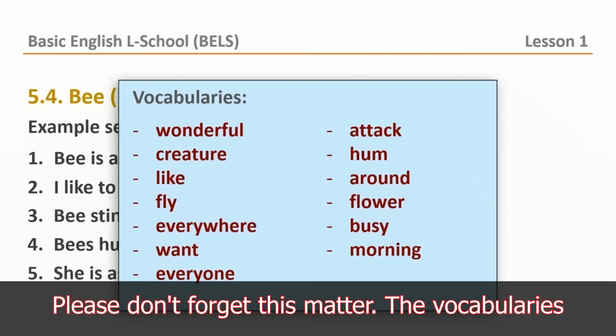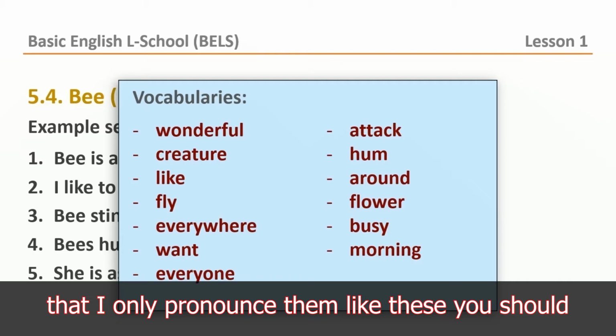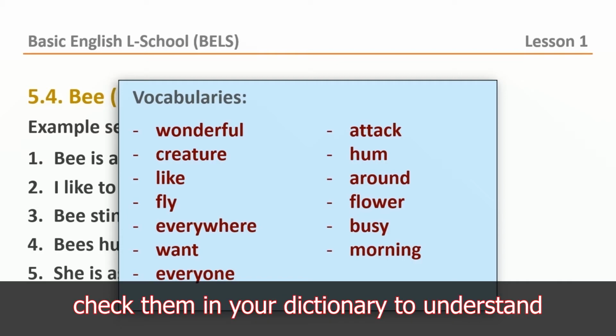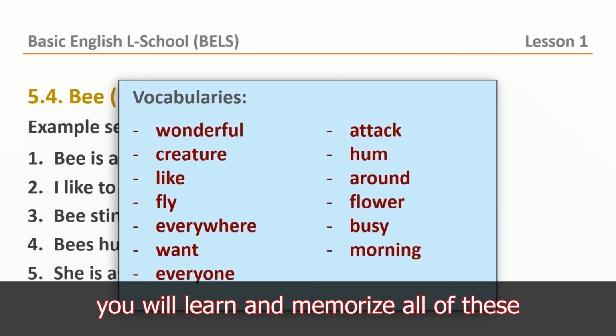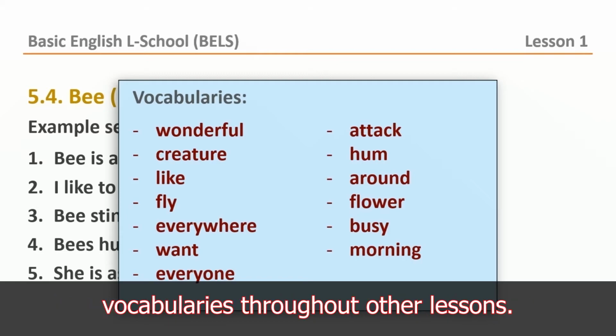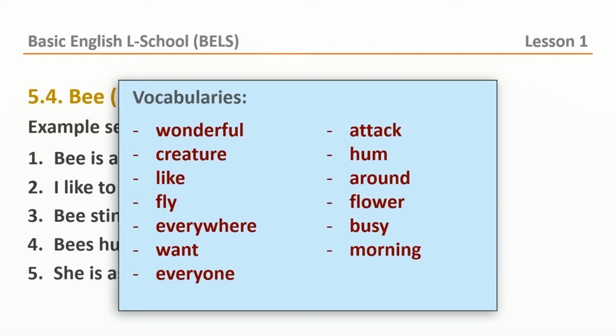Please don't forget this matter. The vocabularies that I only pronounce like this, you should check them in your dictionary to understand their meanings for this lesson. But I promise you, you will learn and memorize all of these vocabularies throughout other lessons. Wonderful, creature, like, fly, everywhere, want, everyone, attack, hum, around, flower, busy, morning.